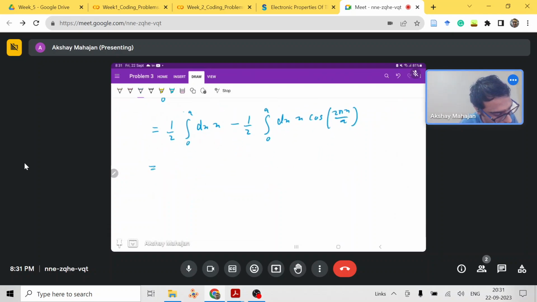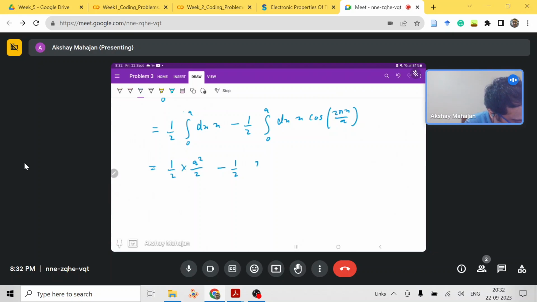Alright, now this will be equal to 1 by 2, it will be x square by 2. So from this integral you will get a square by 2. Alright, and this integral, minus half, we will solve by integration by parts. I have solved integration by parts several times, so right now I am not giving you the formula. So basically we will solve the integration by parts.